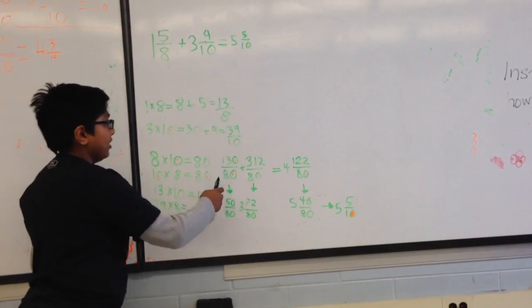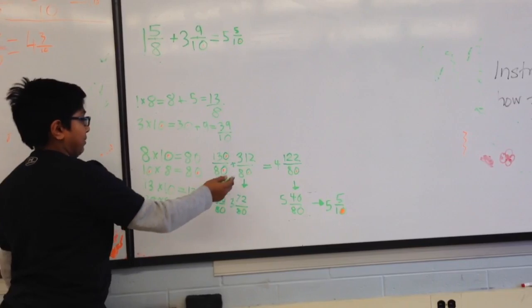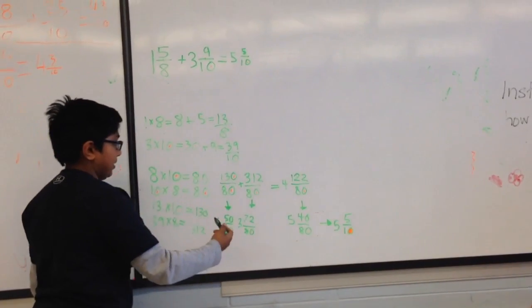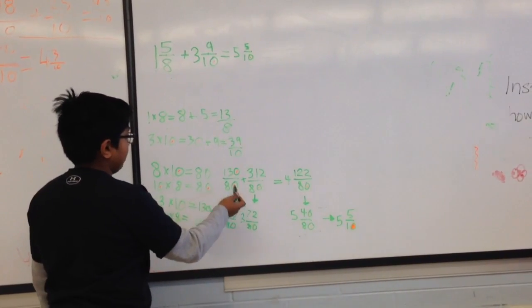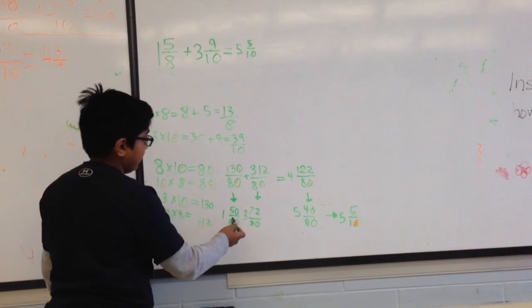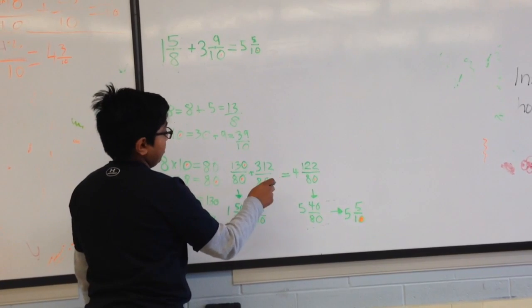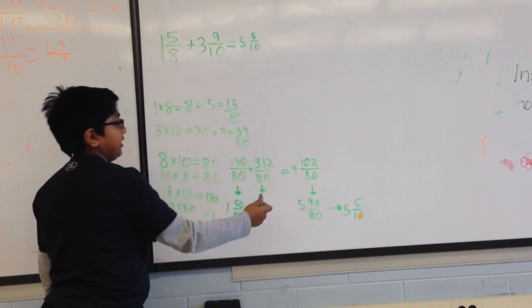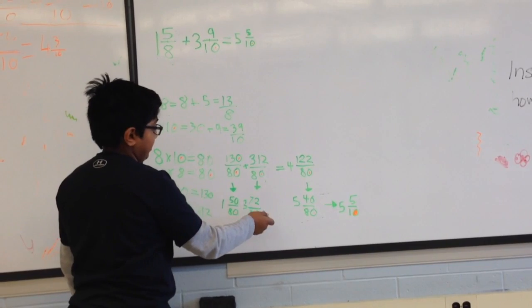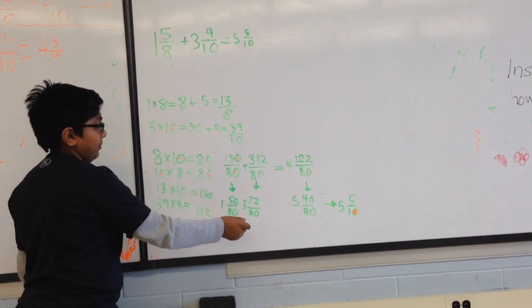I'm going to start from here. So now that we have our improper fractions, we can convert them into mixed numbers. So 80 goes into 130 once with the remainder of 50. So it's 1 whole and 50 over 80. The same thing with 312, but 80 goes into 312 3 times. So we can have 3 wholes, the remainder 72. Denominator is still going to be 80.